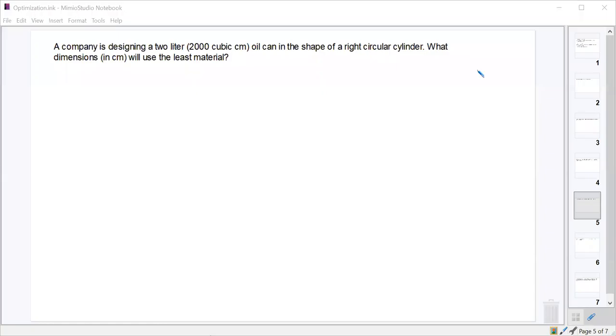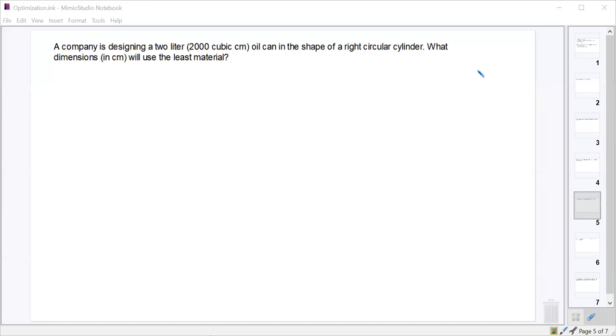So we've got a company that is designing a 2 liter or a 2000 cubic centimeter oil can, and it's going to be a cylinder. And we want to know what dimensions in centimeters will use the least possible amount of material. So we're talking about the amount of material. What is that in relation to this can? What sort of calculation would the amount of material be?